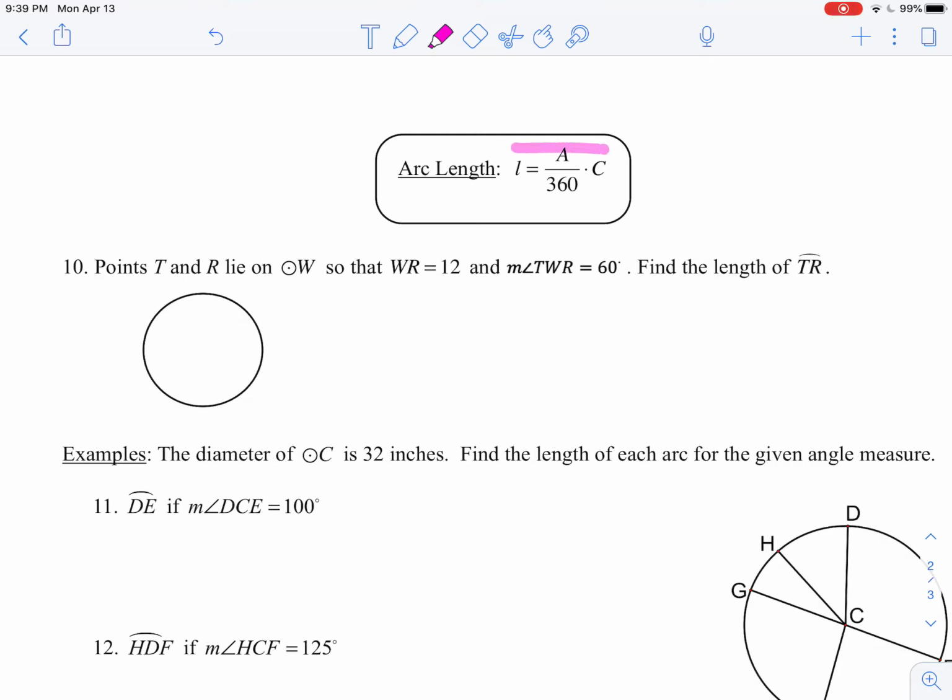Arc length has a formula. L, which represents its length, is A over 360 times C. A represents the corresponding central angle measure, or the number of degrees for that arc, out of 360, the full circle, times capital C, which is our circumference. So it's the measure of the arc out of 360 times circumference.